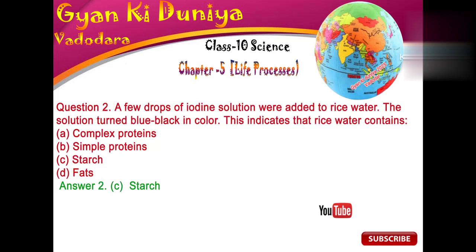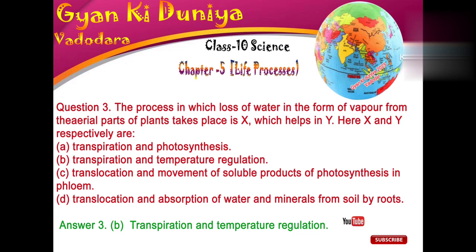Question 2. A few drops of iodine solution were added to rice water. The solution turned blue-black in color. This indicates that rice water contains A. complex proteins, B. simple proteins, C. starch, D. fats. Answer 2. C. Starch.